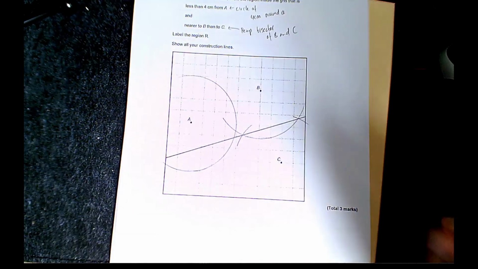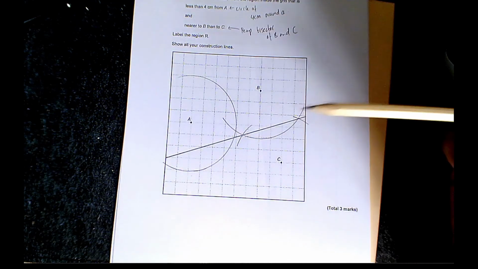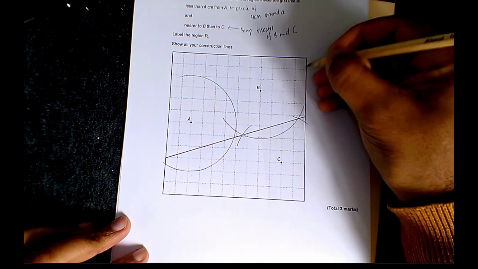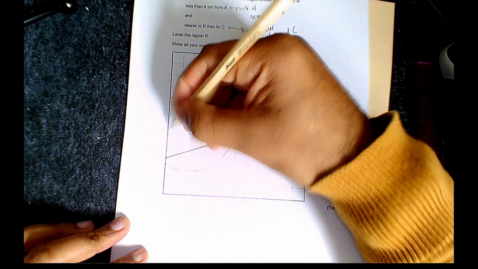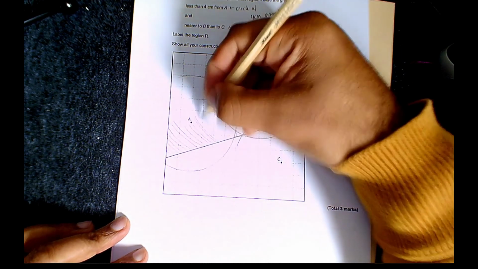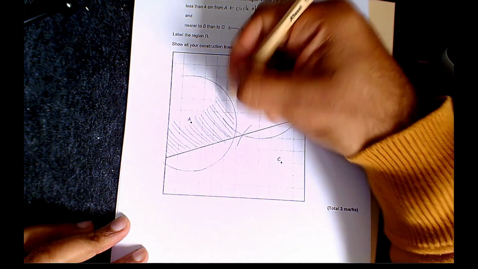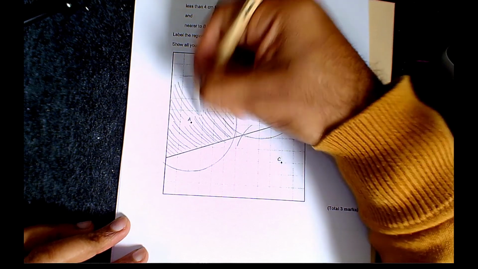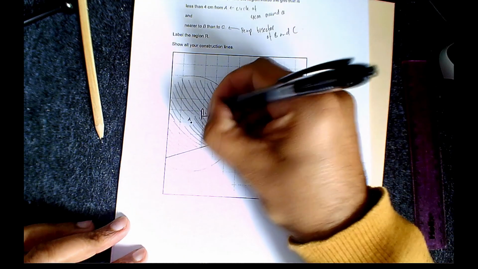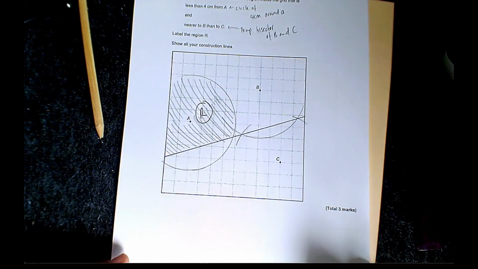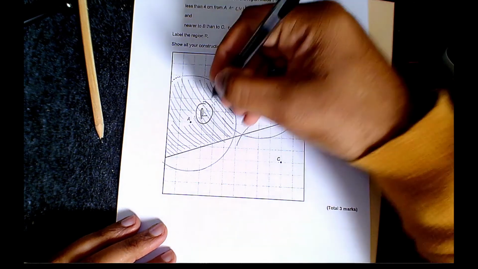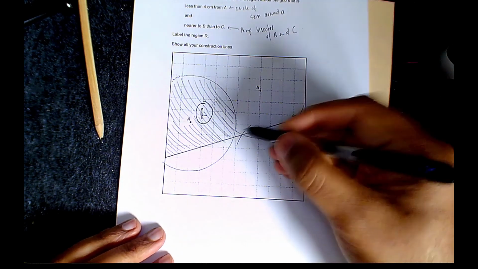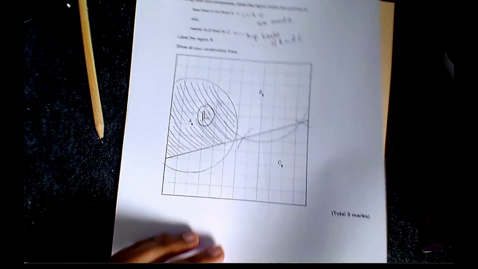Now in terms of regions that are closer to B than A, it's going to be this area here, and it needs to be within the circle. So what I'm shading in is this region here, and that is my region R. So it should look something like that. So basically it's inside the circle and above that line that we've drawn.